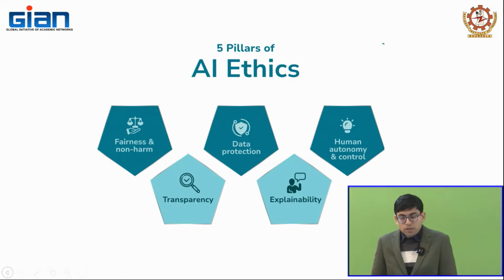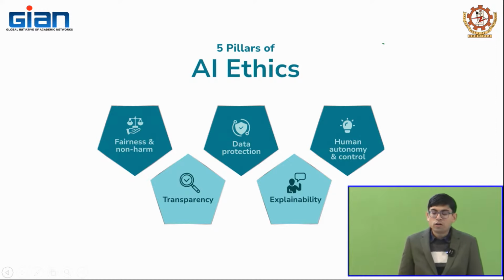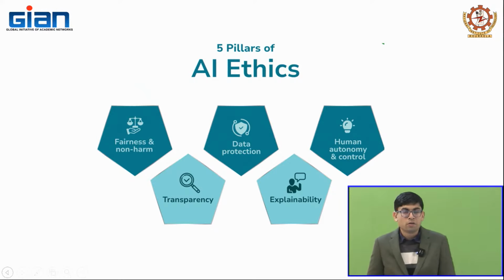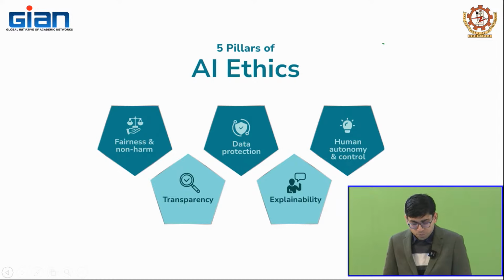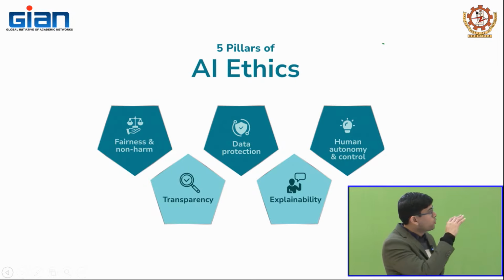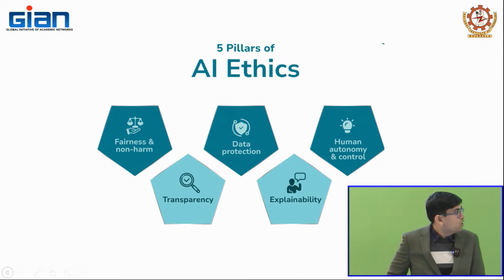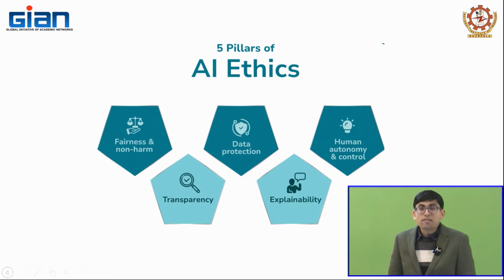Look at these 5 different pillars here. We have fairness and non-harm, data protection, human autonomy and control, and transparency and explainability. We have covered transparency and explainability in quite some detail over the past day or so. Now let's talk about the three on the top row. So fairness and non-harm. What does that mean?